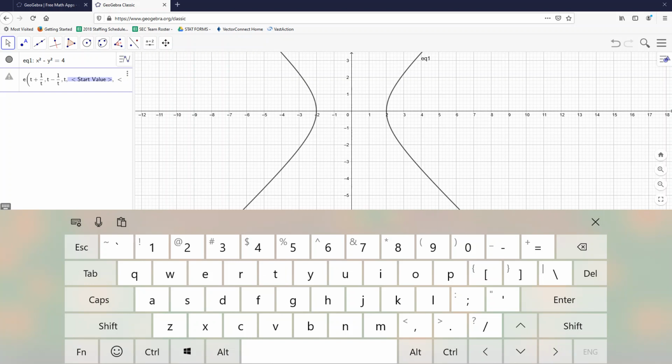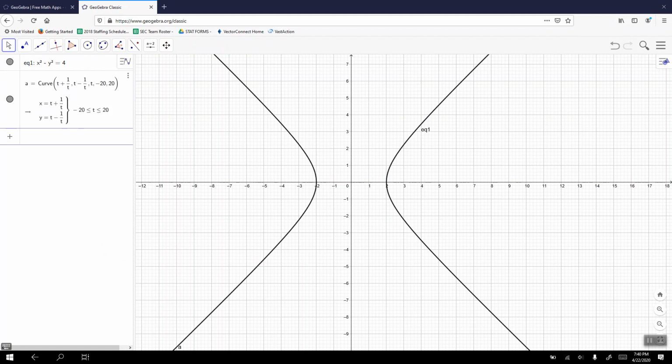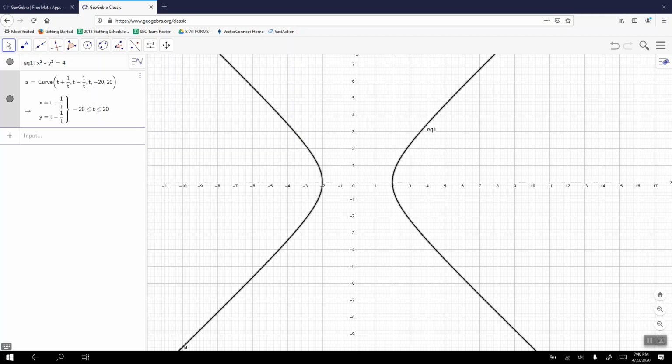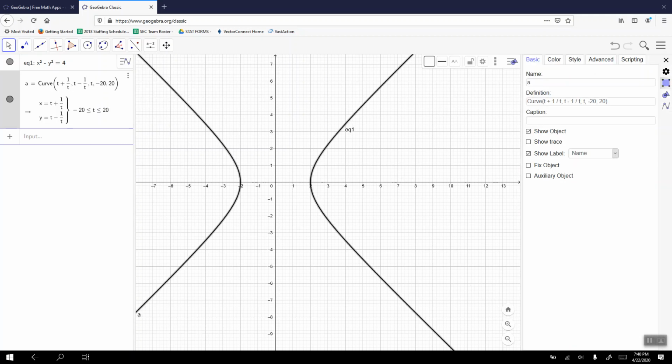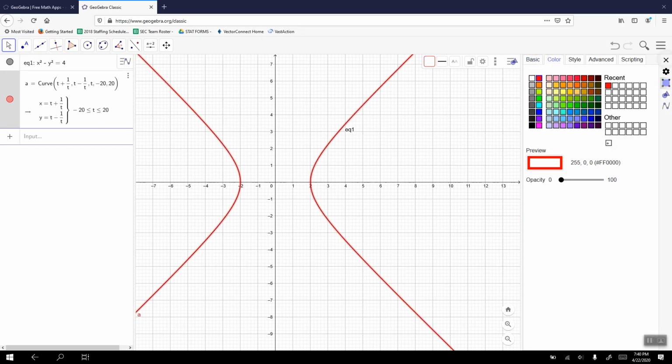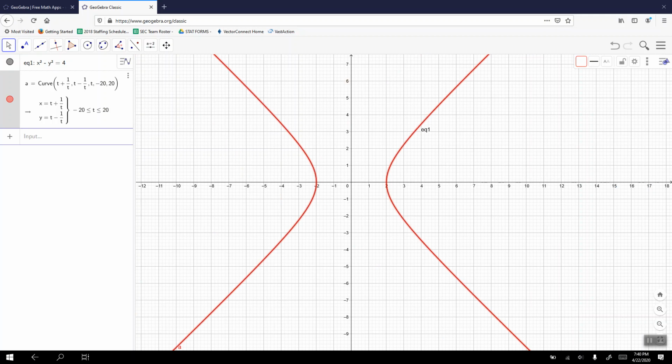Geogebra wants a start value, so I'm going to go to, let's say, negative 20, and the end value, I'll do 20, and then I'm going to hit enter. Now you're going to say, hey, Mr. Castro, I don't think Geogebra did anything, because I don't see anything. Well, let's change the color here. So I changed the color to red. Now I'm going to hide the hyperbola.